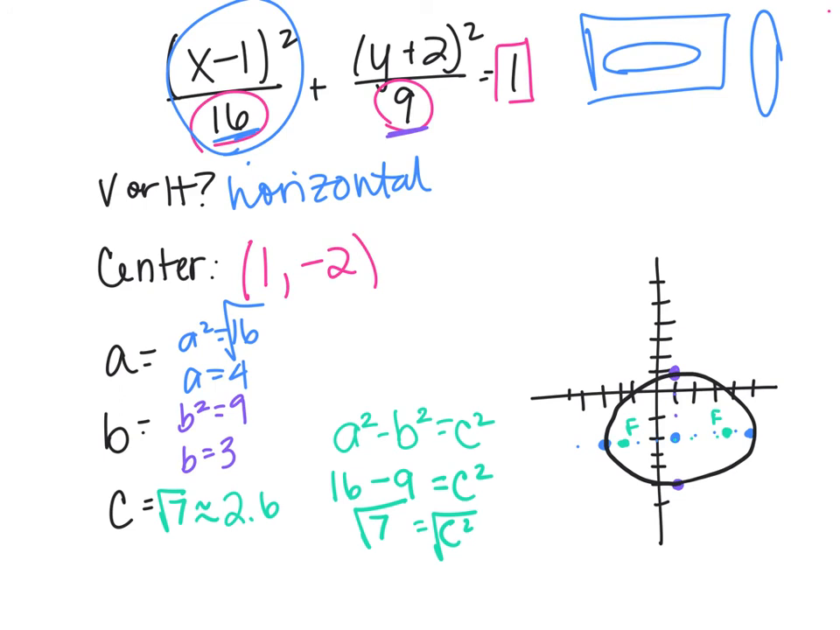So just as an overview, once you get your center, whatever a, if it's horizontal, you count right and left a to get the vertices. You count up and down b to get the co-vertices. And then you count right and left c to get your foci.